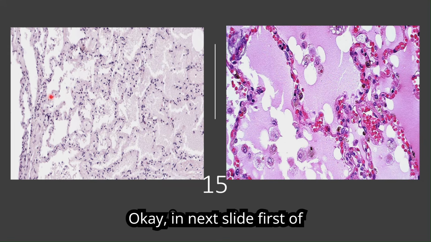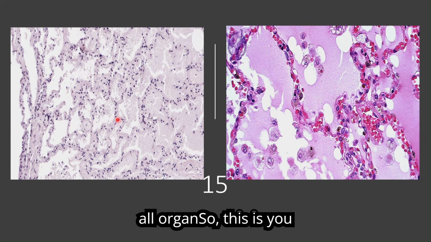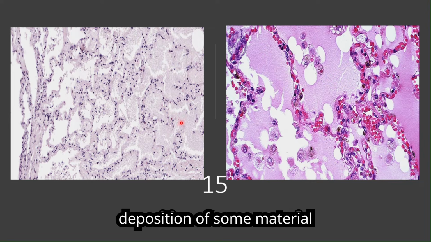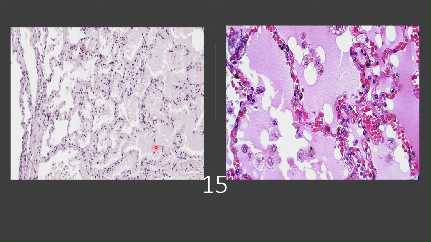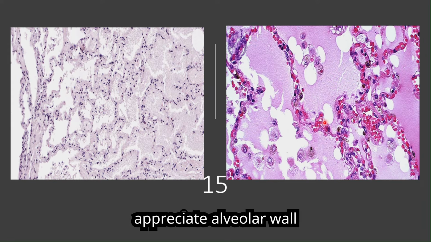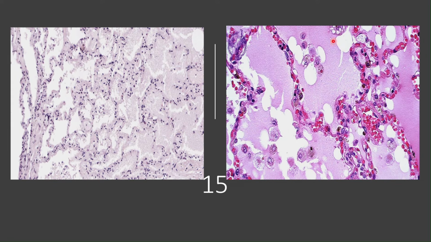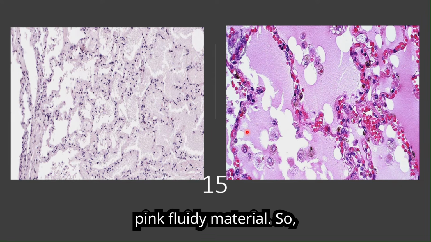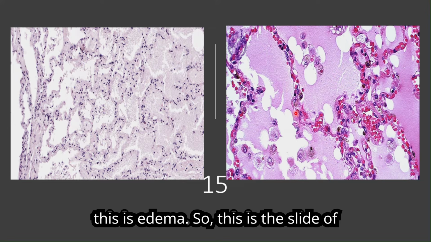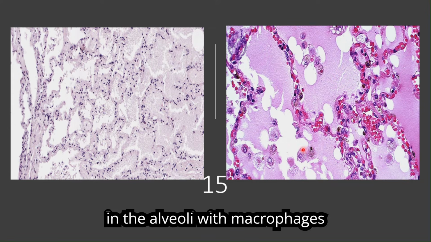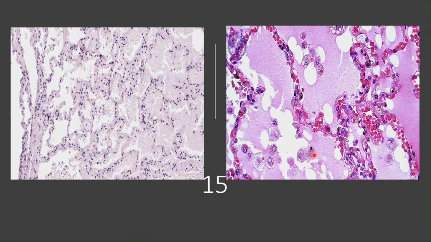Okay. In next slide, first of all, organ. So you can see alveoli, and there is deposition of some fluidy material in the alveolar space. In high power view, you can appreciate alveolar wall with congested capillaries and pink fluidy material. So this is edema. So this is a slide of pulmonary edema. So edematous fluid in the alveoli with macrophages in the alveoli.